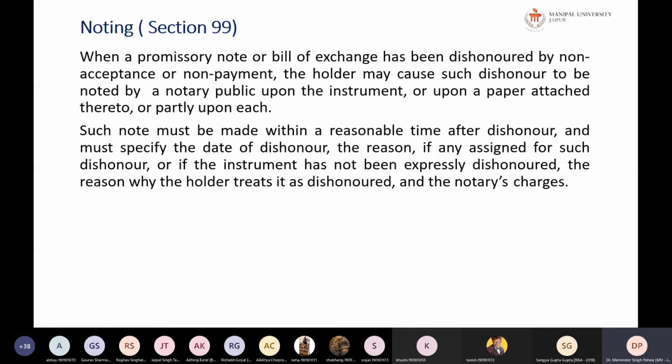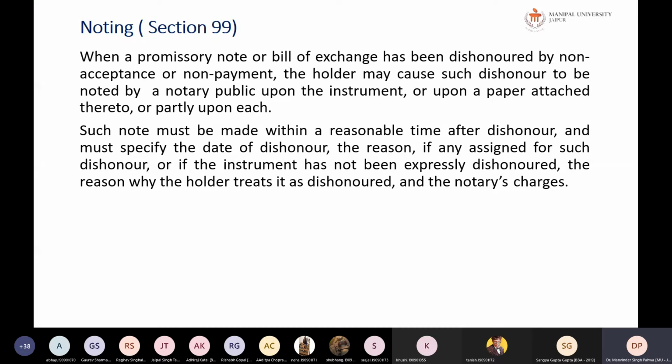What is noting and protesting? Noting is informing the notary public that the bill has been dishonored. When a promissory note or bill of exchange has been dishonored by non-acceptance or non-payment, the holder may cause such dishonor to be noted by a public notary. You will find n number of public notaries sitting in the court. They get a notary license from the government and record certain things on behalf of the government. Whosoever is a notary public charges fees from the people who want to take an oath or notify certain things. They write it in the books available with them and also put a seal on the document which is to be noted.